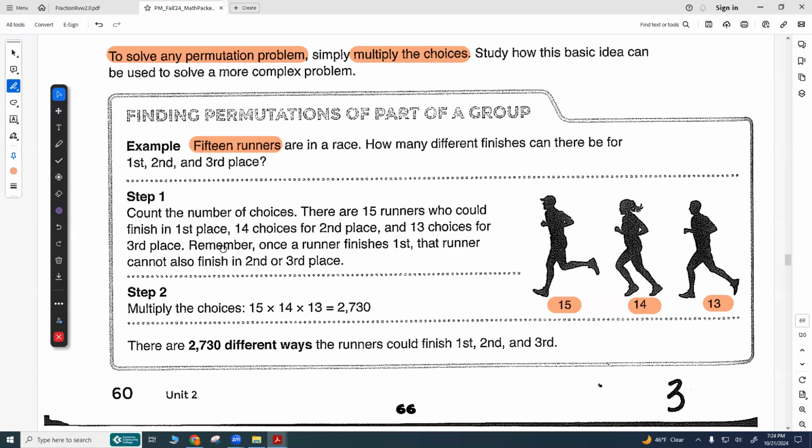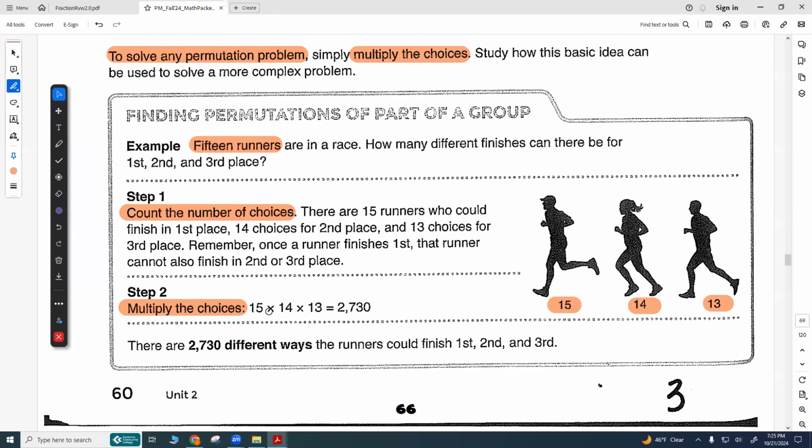But here they're just asking, what is the combination of the 15 runners, and how could they all finish first, second, and third among those 15? So count the number of choices and then multiply the choices. I think the challenge is always the counting part, making sure you know how many slots you have and how many total people you have.